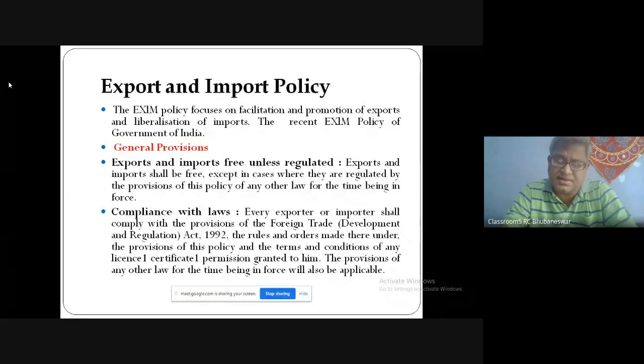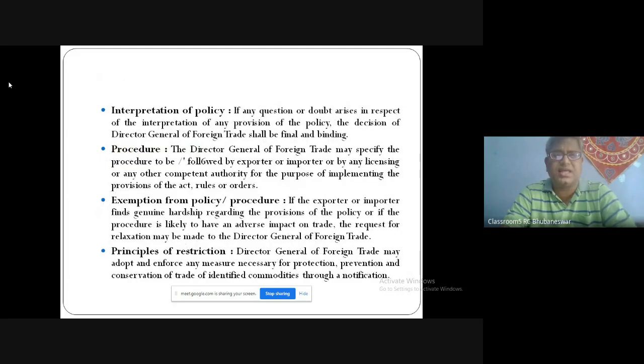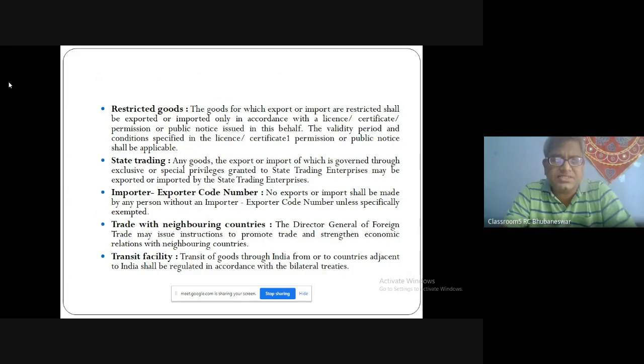There are different provisions, compliance related, the Foreign Trade Regulation Act 1992, some terms and conditions, and some policy and different interpretations also related. Procedure is also there, some exemption from the policy procedure, principles of restriction, and some restricted goods are to be under focus under export and import, or licensing, or certificate permission. State trading organizations are there, state trading enterprise is there, and a state trading enterprise can promote the export import houses.